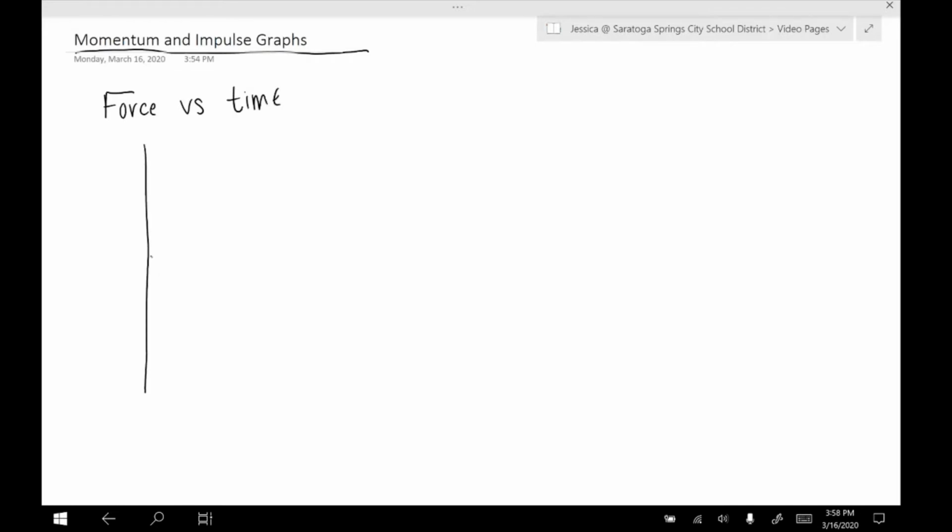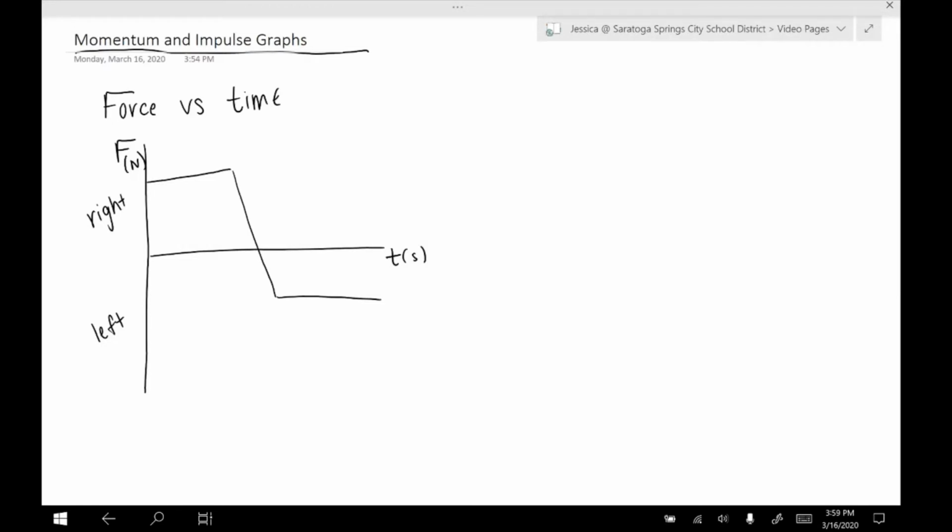Since forces are a vector, we want to make sure that we have both positive and negative axes. A positive force just means it's pushing rightward. Negative force just means it's pushing leftward. And then we have time in seconds on the x-axis. So we might have a force versus time graph that looks something like this.